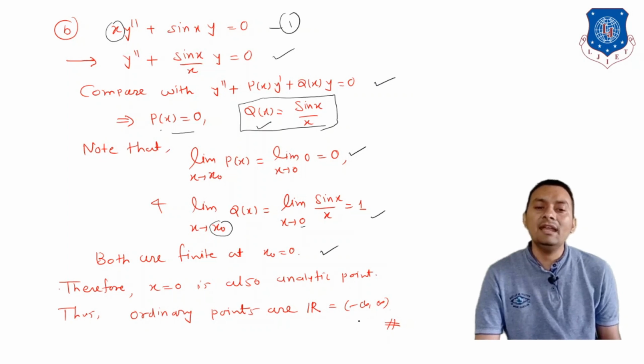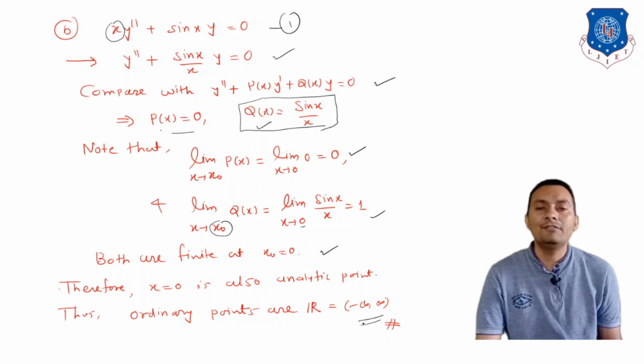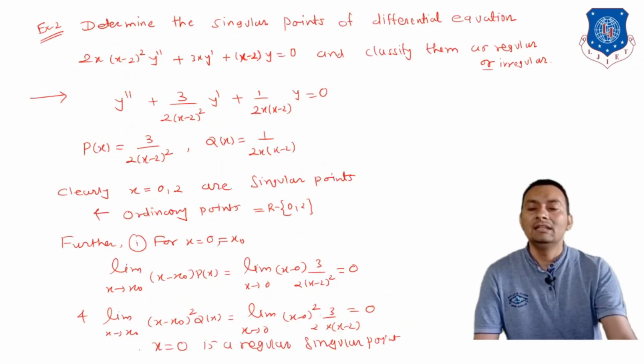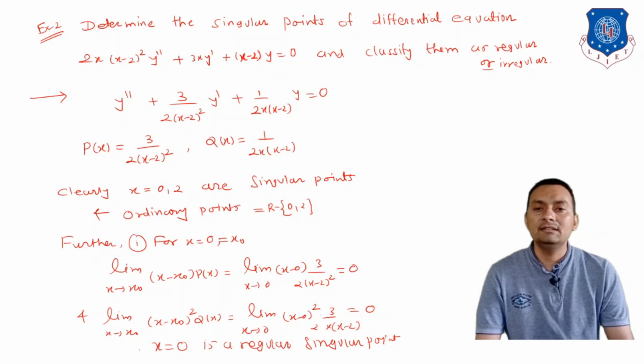So what we can conclude is that there is no such point on the real line such that p of x and q of x are infinite, this function does not have one, and therefore we can say the whole real line will be the ordinary point. There is no such kind of singular point, and hence we are not going to discuss the regular or irregular singular point. Let us move on to the last question.